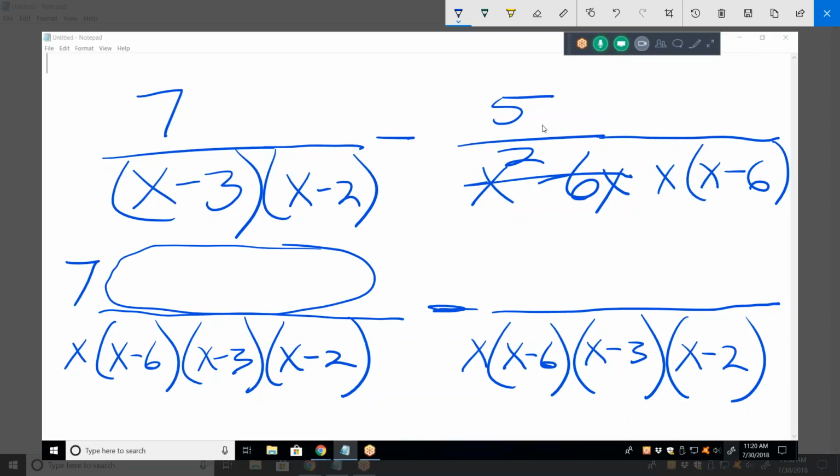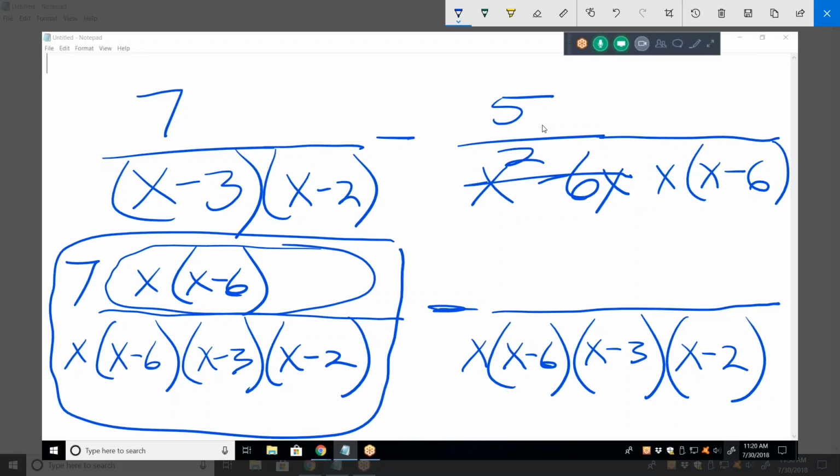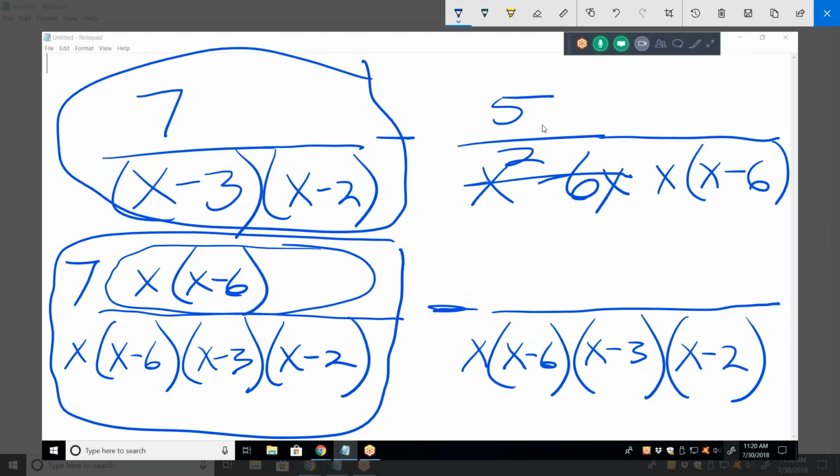7 times what? Times x minus 6. Yeah, and notice the advantage of writing it and leaving it in factored form. You can instantly tell that that's the same thing as that. And that's what's important whenever you're doing these problems. Make sure you do not change it from one row to the next. That's the goal. You change it, but you don't change the value of the fraction. This fraction is the same as this fraction.